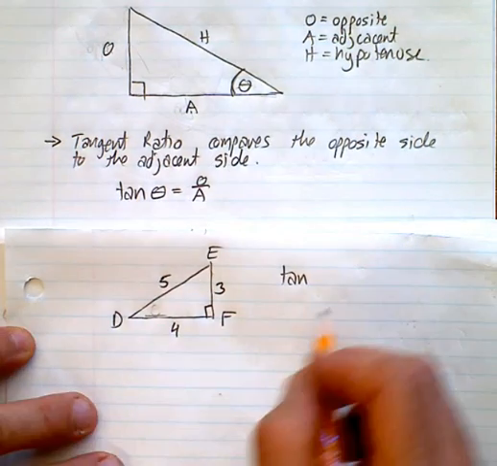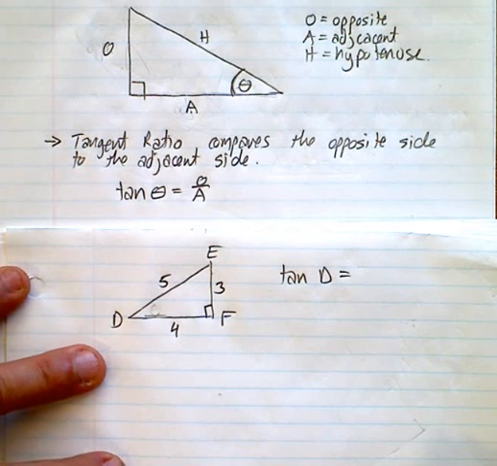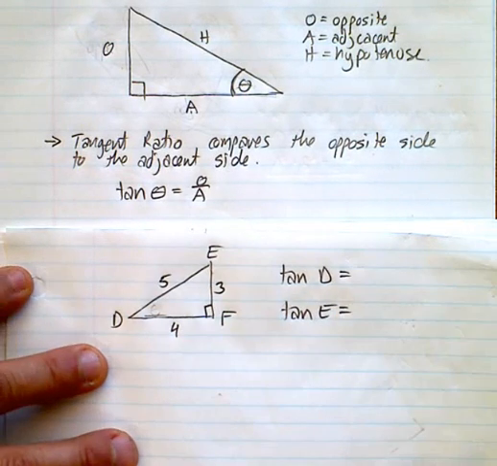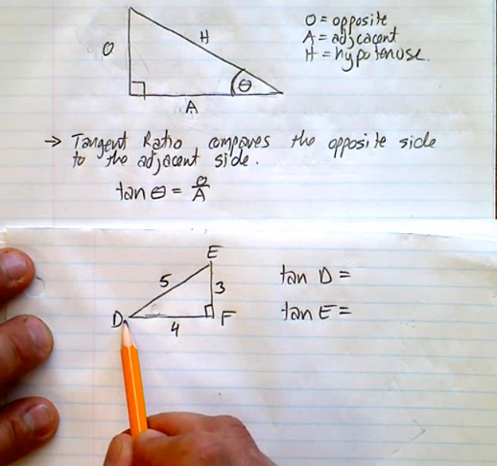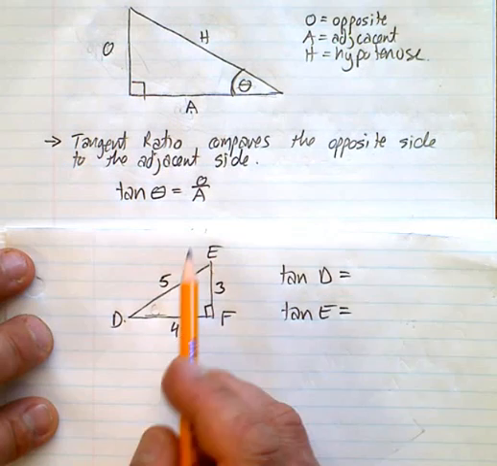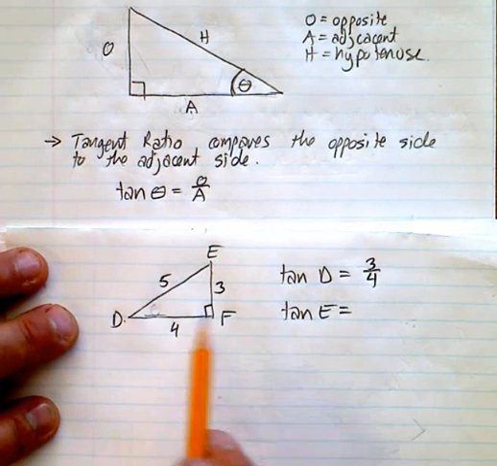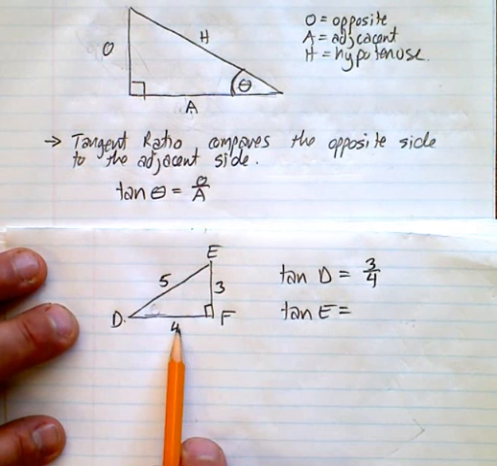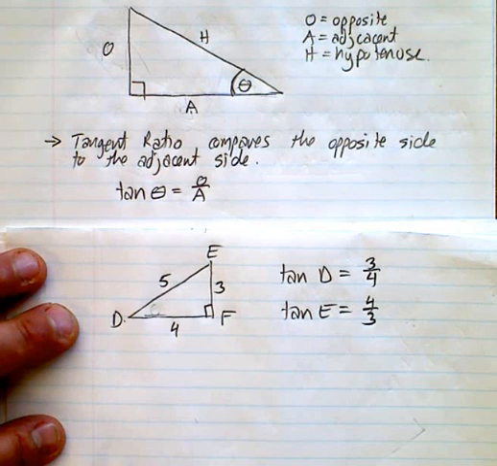Now, if I asked you to find tan D, what two sides would you compare? What's your opposite and what's your adjacent? And again, if I asked you for tan E, what would be the two sides that you use? So if this is D, the tan is opposite over adjacent, so it's going to be the 3 over the 4. And if I'm looking for the tangent of angle E, now we switch it around. This is the opposite, and this is the adjacent. So it becomes 4 over 3. Okay? That's the very first thing that we need to do.